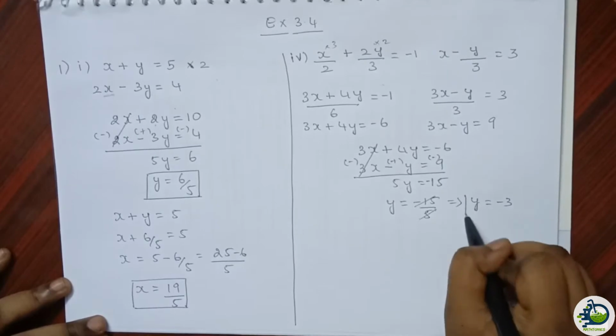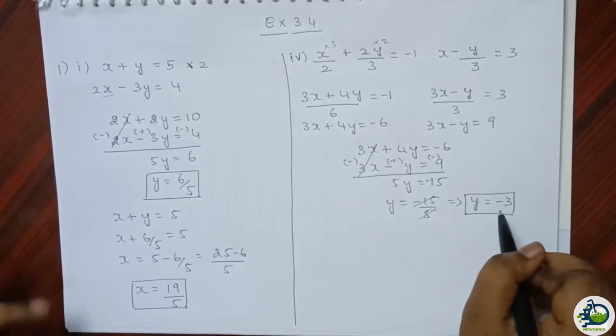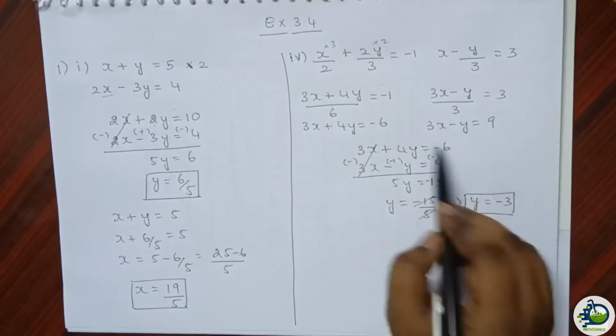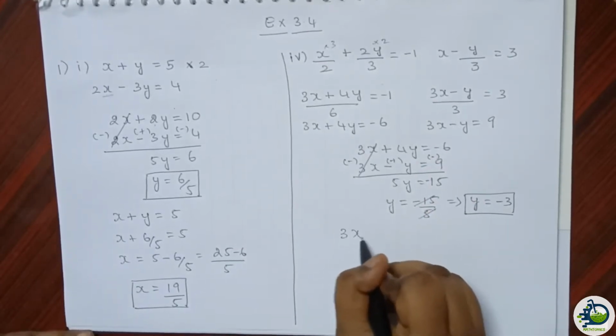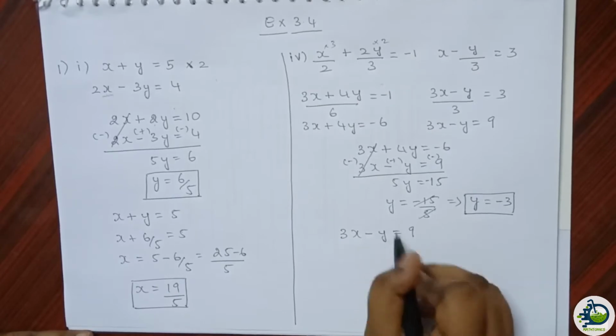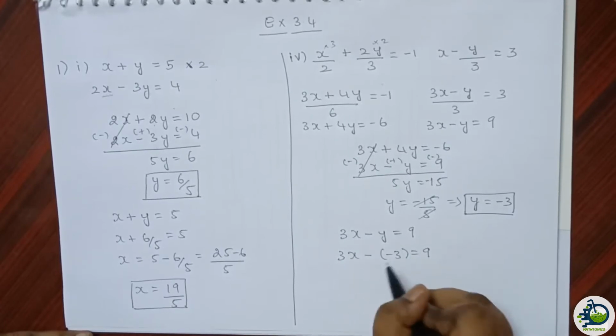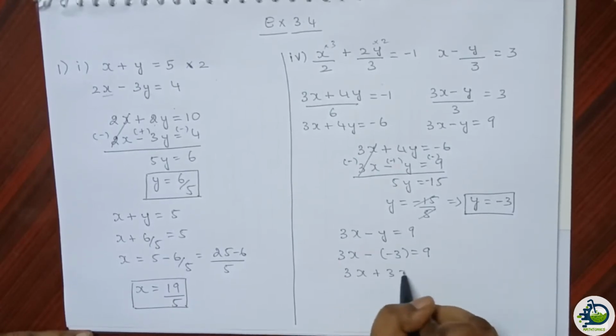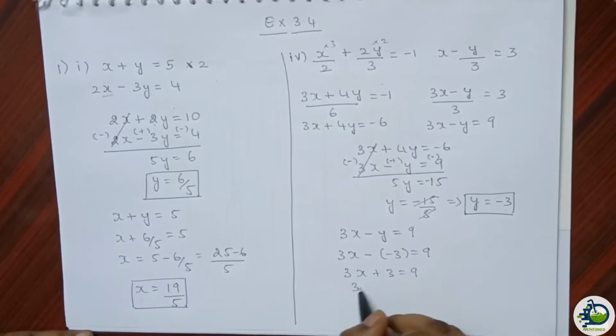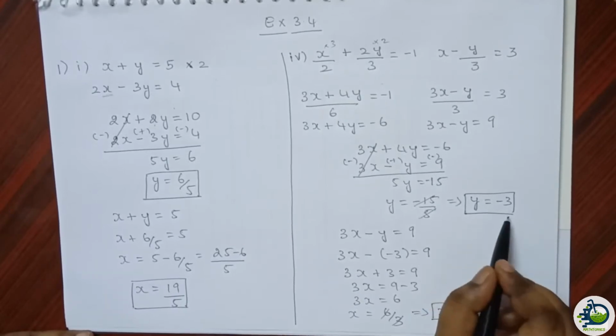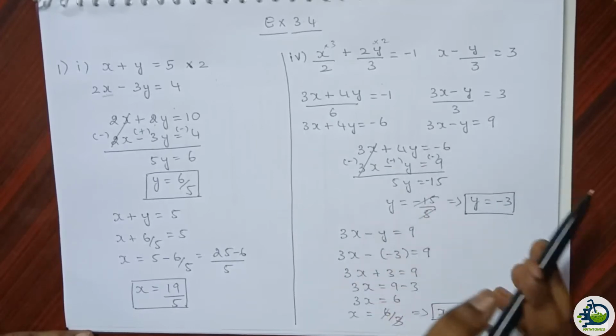I can cancel these both, so y is minus 3. Now I have to substitute this minus 3 in any one of the equations. I am taking the second equation, 3x minus y is equal to 9. Instead of y, I substitute minus 3: 3x minus minus 3 is equal to 9. Minus into minus is plus, so 3x plus 3 is equal to 9. When I bring this 3 to that side, it becomes 9 minus 3, which is 6. So 3x is equal to 6, so x is equal to 6 by 3. When I cancel these both, I get x is equal to 2. So x is equal to 2 and y is equal to minus 3 are the solutions for these equations.